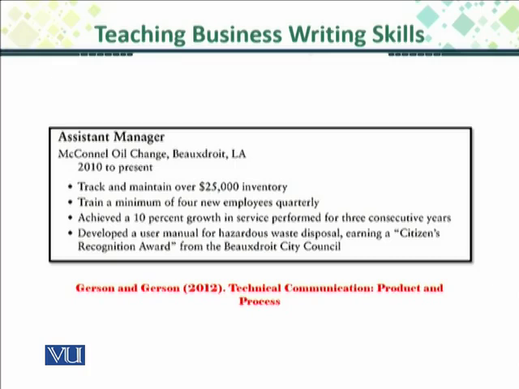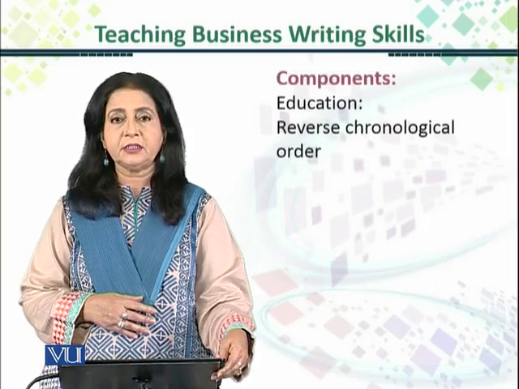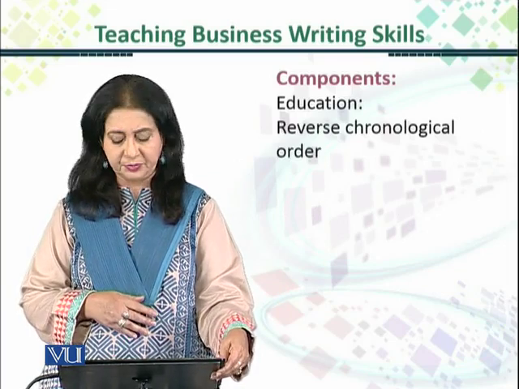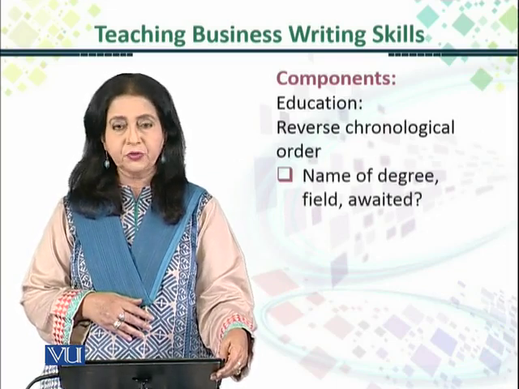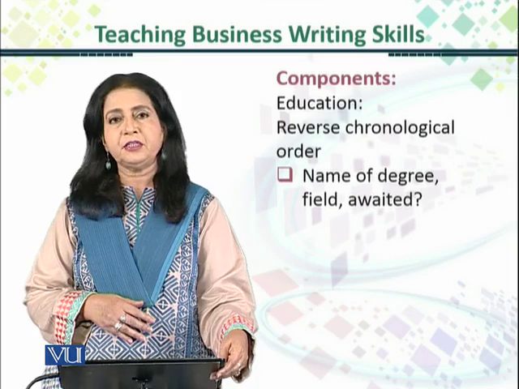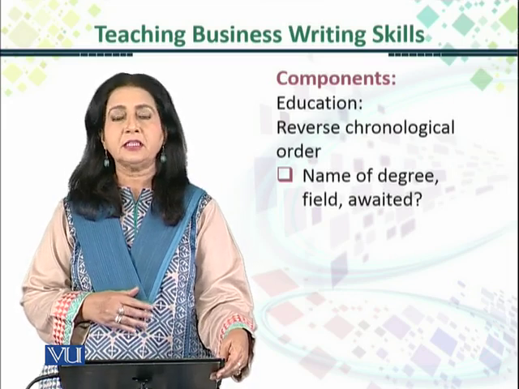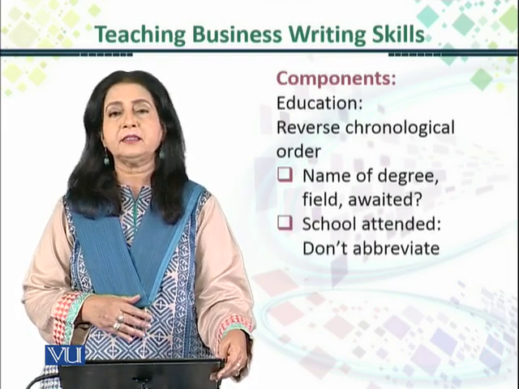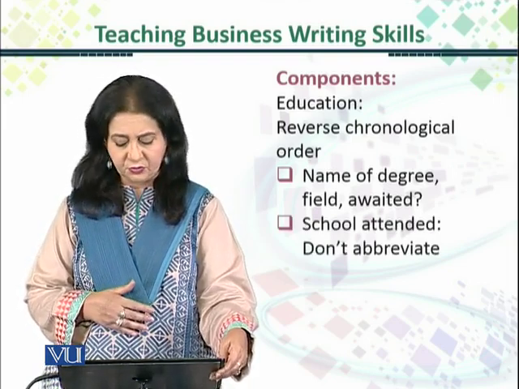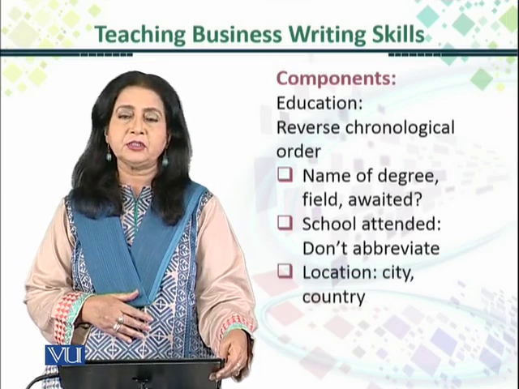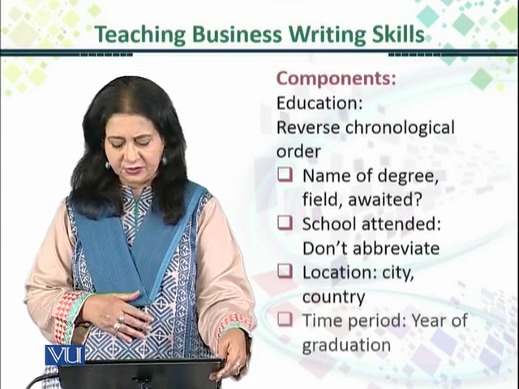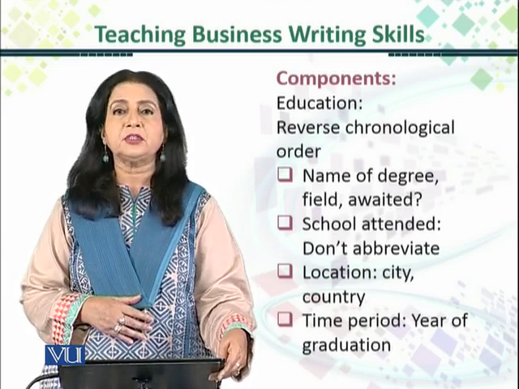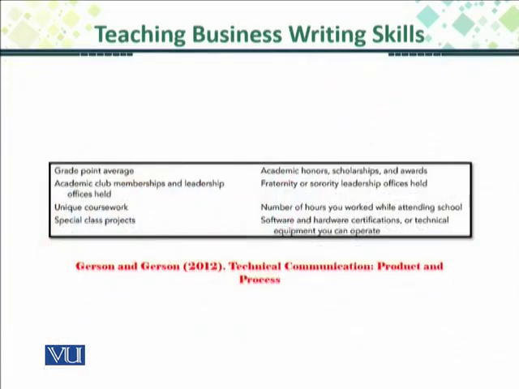In education also, you have to use a reverse chronological order telling your latest educational qualification and then stating the previous ones. What was the name of your degree, and in which field did you get this degree, and whether the degree is awaited or have you received it. Which school did you attend? Don't try to abbreviate the name of the school or the university. What was the location, the city and the country in which this school is situated? What was the time period and in which year did you graduate from this particular school or university?